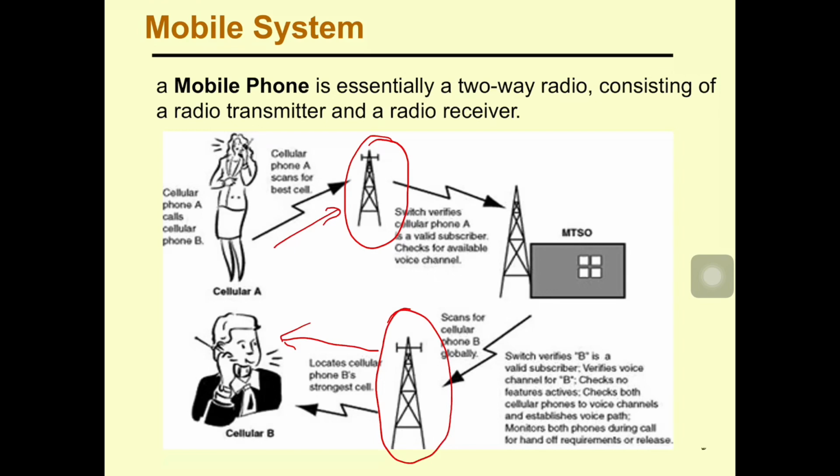Okay, then how does the mobile phone work, how do the waves of the mobile phone work? Suppose a cellular phone A calls cellular phone B. Okay, then what is the working? Cellular phone A scans for the best cell. Okay, it is sent to the tower. This tower sends the signal to the MTSO. Now the switches verify cellular phone A, whether it is a valid subscriber or not.